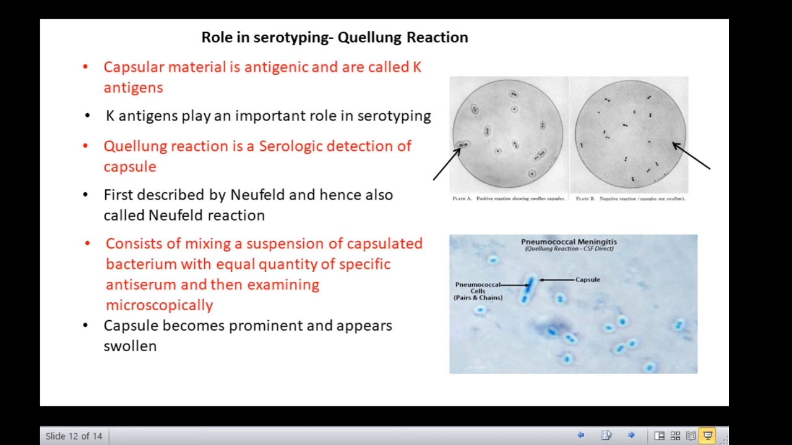Yet another function of the capsules is that most capsules are hydrophilic and may help the bacterium avoid desiccation or dehydration by preventing water loss.